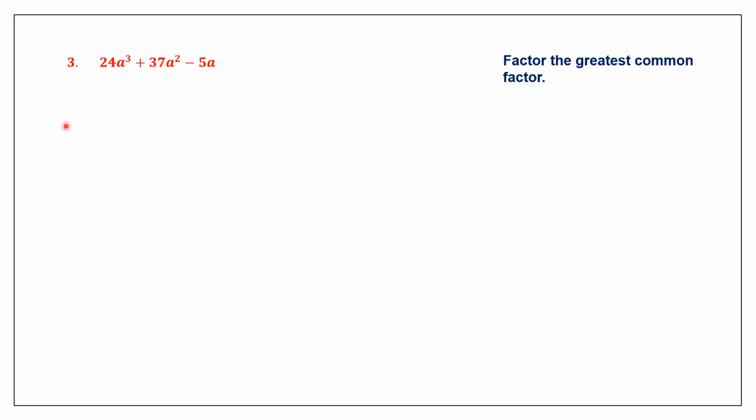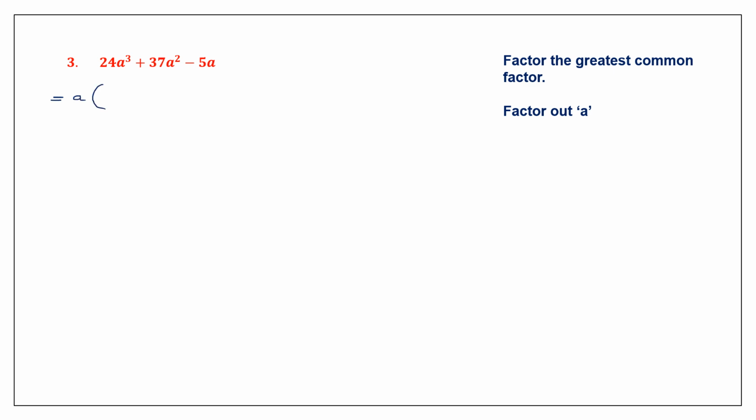Now if you look carefully, the numbers 24, 37 and 5 don't have a common factor. So let's look at the variable. Every term here contains the variable a. So now let's factor out a. So we're going to take out a and put the remaining in brackets. So we take out a.